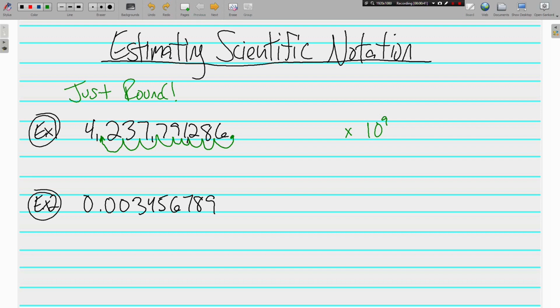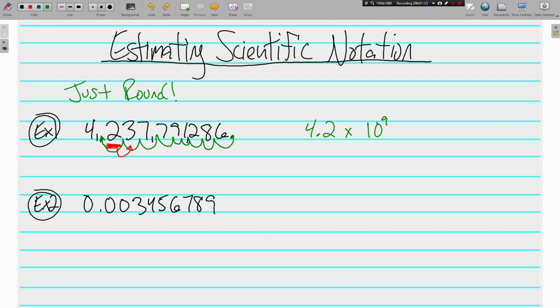But instead of having to write down 4.237791286 times 10 to the 9th, if we're going to estimate, let's just use 4.2. One decimal place is good enough. I wanted to round to this place, so I look one place to the right. It's a 3, so I round down. 4.2 times 10 to the 9th.